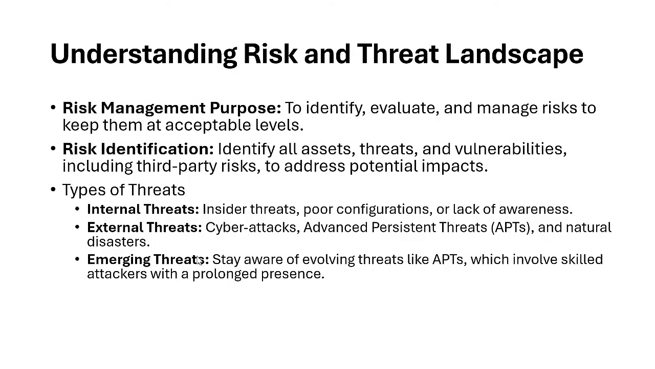Now here we're talking about risk identification. When you're talking about risk identification, it's all about identifying all assets, threats, and vulnerabilities, including third-party risk, and addressing the potential impact. Now we have different types of threats. We have internal threats like insiders, poor configuration, lack of awareness. And external threats are cyber attacks, APTs, and natural disasters.